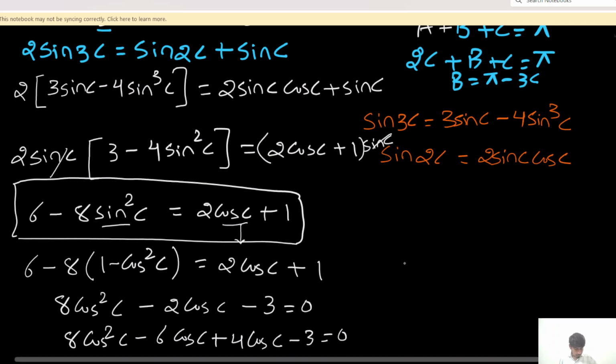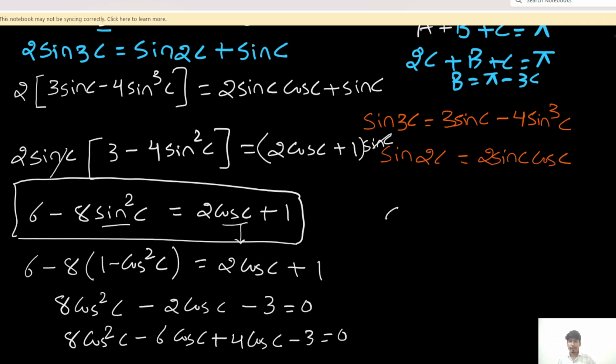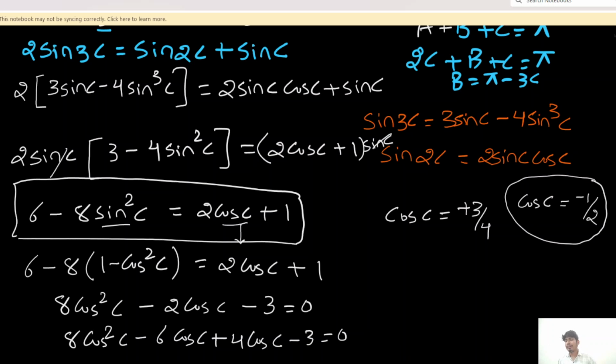If we solve this, what do we get? We get cos c is equal to minus 3 upon 4 and cos c is equal to minus 1 upon 2. But cos c can't be minus half. Why? Because this cannot be an acute angle. What is our condition? A is 2c. If we use this, then what is the value of c?